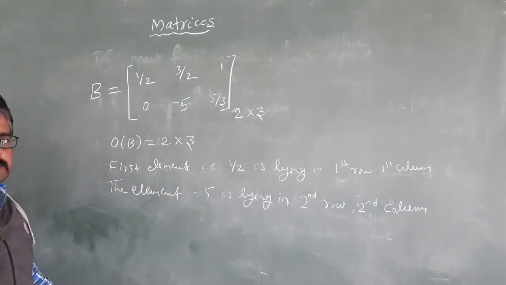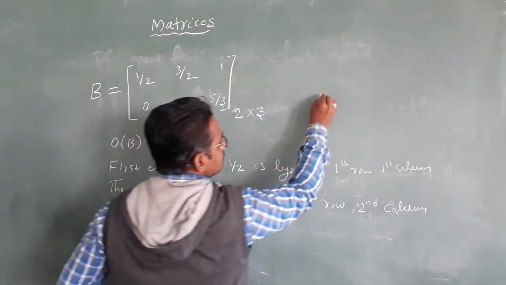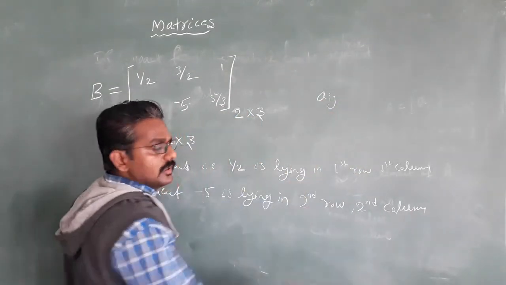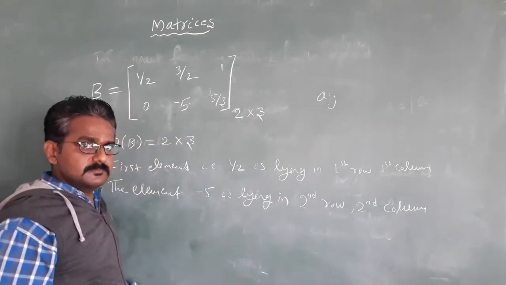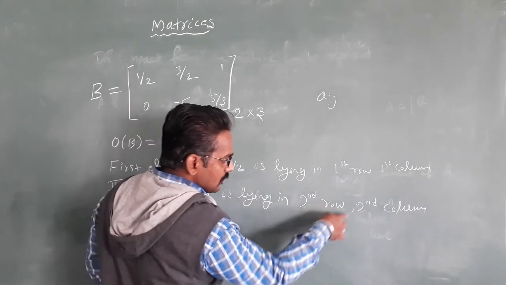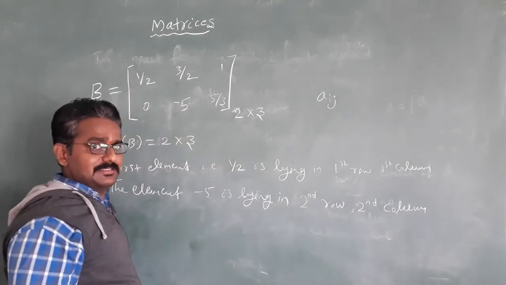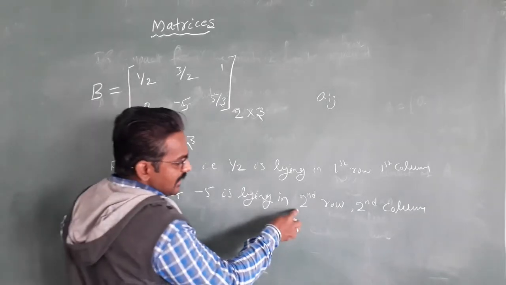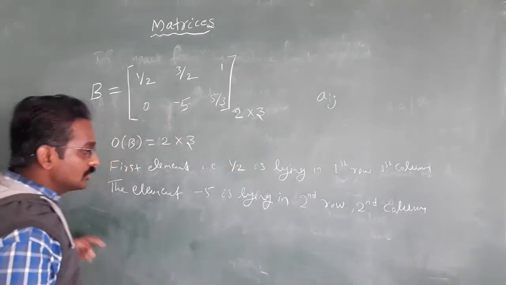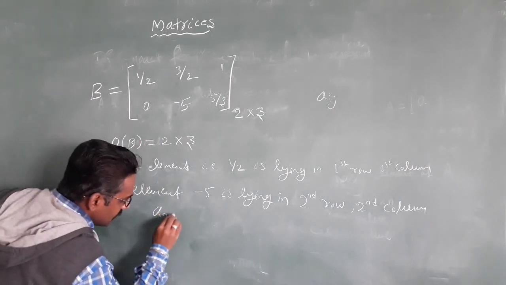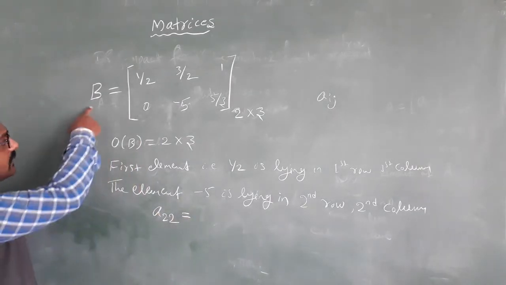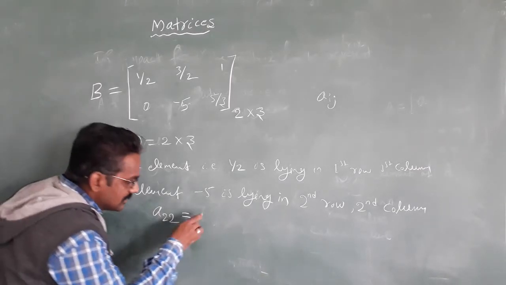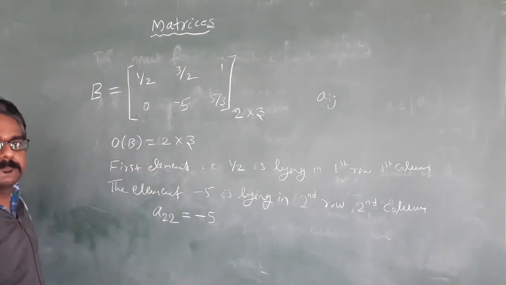How to mention this one? Here I already mentioned generally an element aij. i represents the row value and j represents the column value. So the row is denoted by the subscript i, and the column value by the subscript j. So i equal to 2 and j is also equal to 2. So I can mention a22, the element of the matrix B which lies in the second row, second column, that is minus 5.